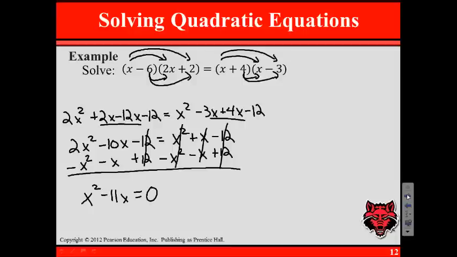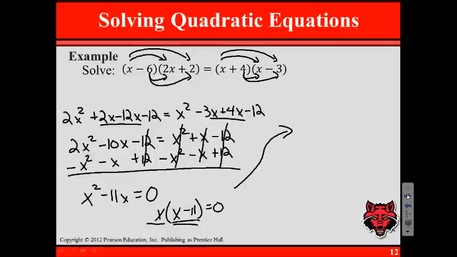At this point, we try to factor the left-hand side, so we can take an x from both terms, that's the GCF. This becomes x times x minus 11 equals 0. And there's no more factoring that can happen. So we have a first factor, which is x, a second factor, which is x minus 11, and we set each of these factors equal to 0.